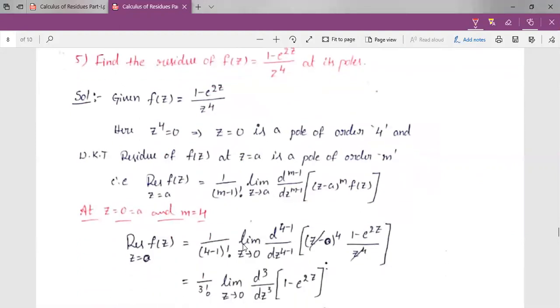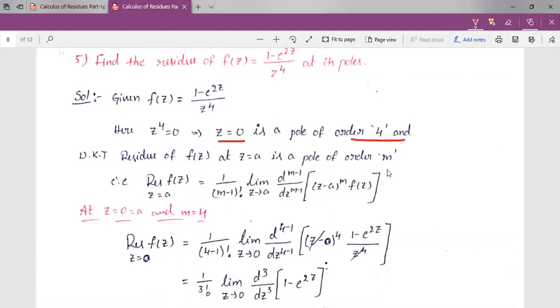So the next problem, find the residue of f of z equal to (1 minus e power 2z) by z power 4 at its poles. So we know how to find poles of the function. If we equate the denominator to zero, we get the poles of the function. Here our pole is z equal to 0 and it has order 4.